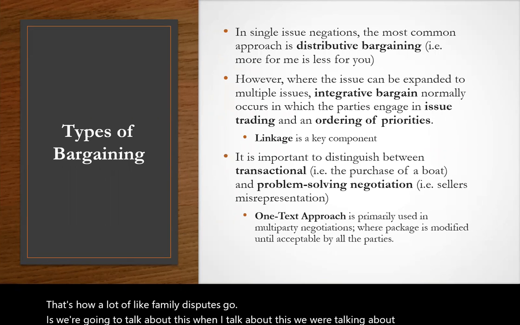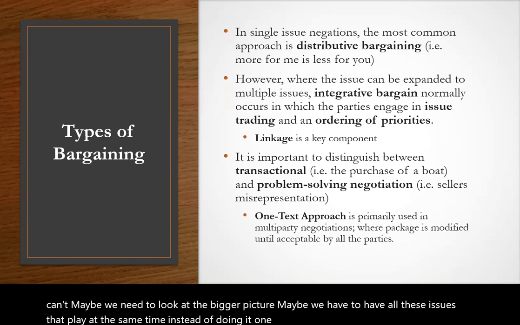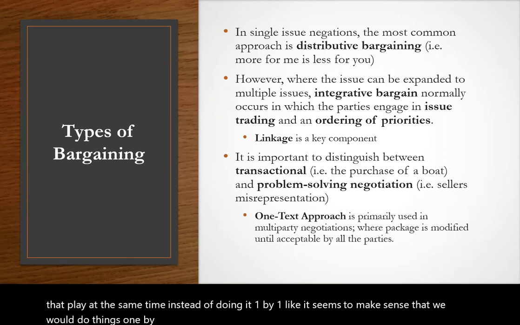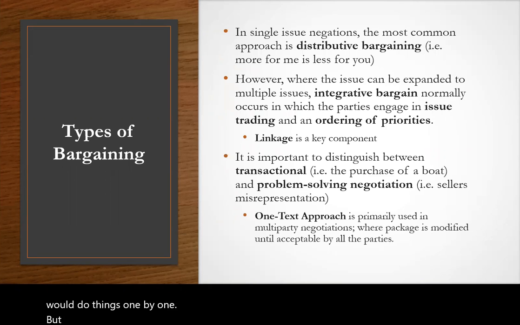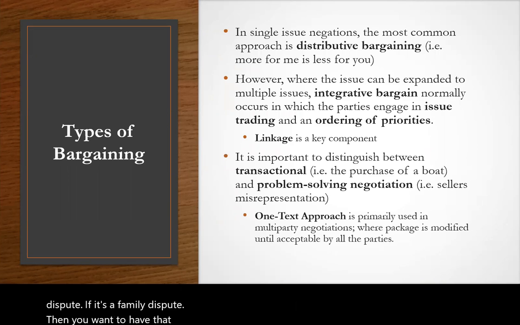Well, maybe we can't. Maybe we need to look at the bigger picture. Maybe we have to have all these issues at play at the same time instead of doing it one by one. It seems to make sense that we would do things one by one, but if we can go back and change something after we've come to a quasi-agreement on it, to help us further the rest of our contract or further settle our dispute, if it's a family dispute, then you want to have that flexibility, right? So if you're ever in the situation, go with the one-text approach instead of an issue by issue approach.